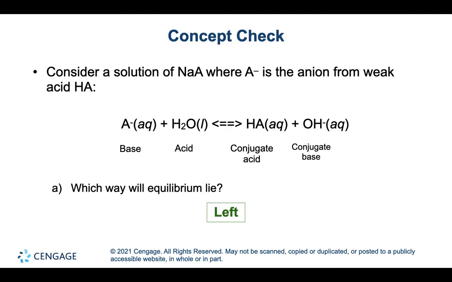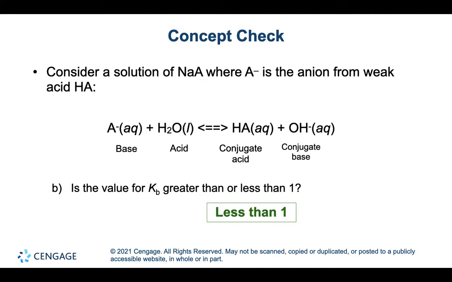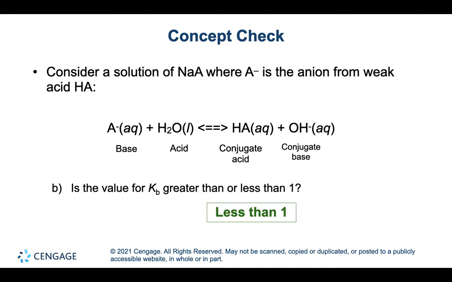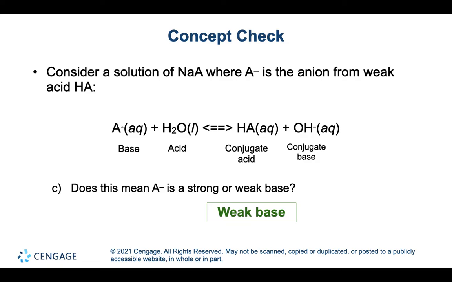However, the weaker the acid, the stronger its conjugate base, even though it's still a weak base. So it's a little confusing. It's a weak base, but we're talking about relative strengths. The weaker the acid, the stronger its conjugate base, even though the conjugate base is still considered a weak base. The Kb would be less than 1. So in this case, we were talking about the Kb, meaning the equilibrium constant for a base. So since the equilibrium lies to the left, the K for this equilibrium would be less than 1. We would consider A minus a weak base.